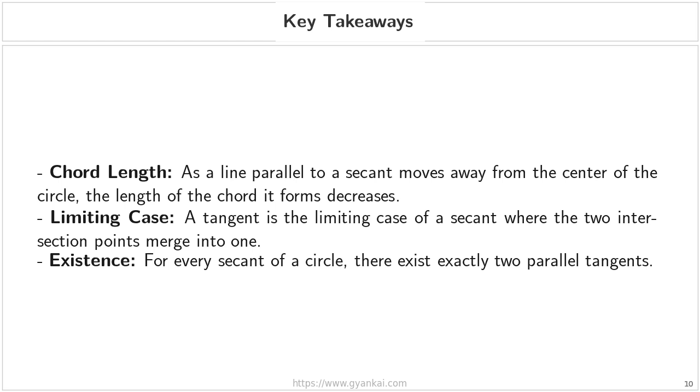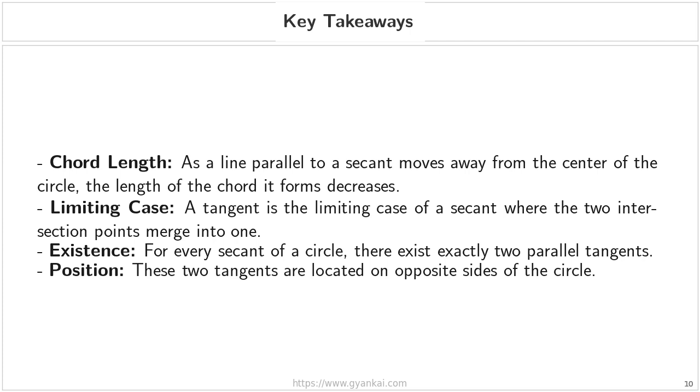Third, regarding existence. For any secant line you can possibly draw through a circle, there will always be exactly 2 lines parallel to it that act as tangents. And finally, let's note their position. Because a circle is perfectly symmetric, these 2 parallel tangents won't be on the same side, they will be located on opposite sides of the circle.